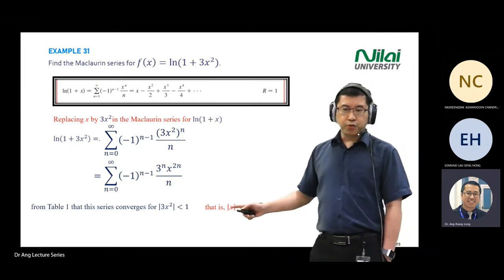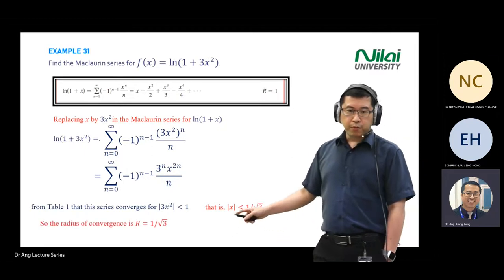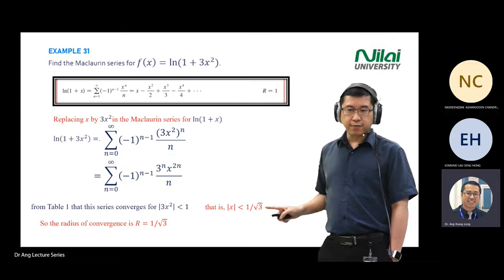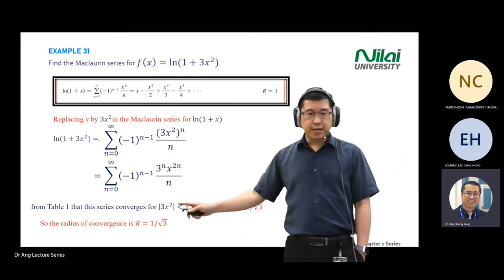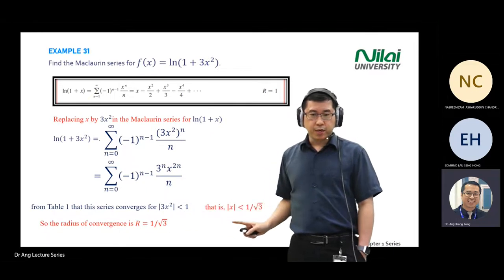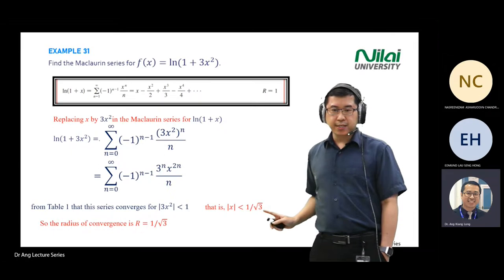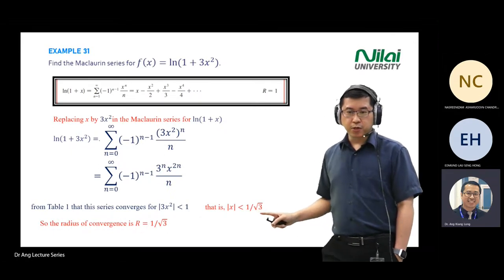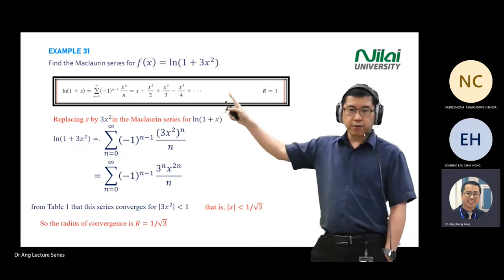Then you remove the goalpost. When you remove the goalpost, it means you have a negative and positive value of this one. In another meaning, when you get this one, you get |x| less than one. It means this is your radius of convergence from your question, from your answer. This is radius of convergence 1 if you use table 1.